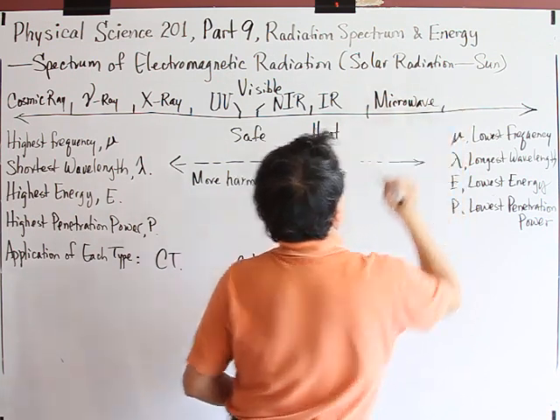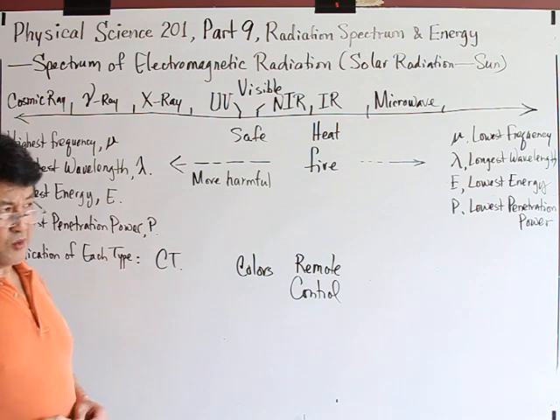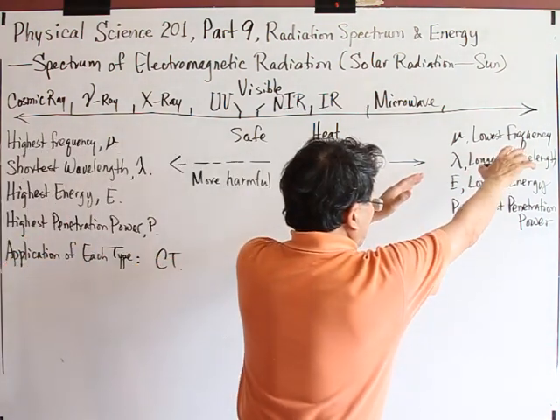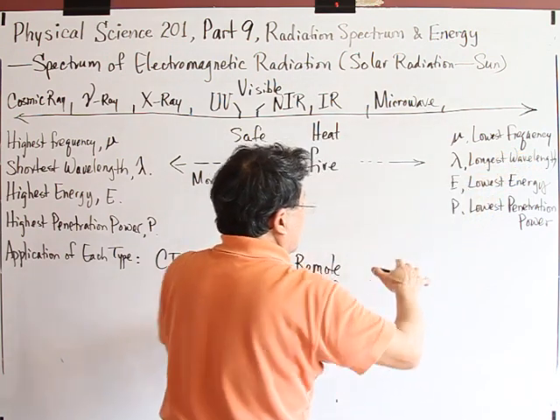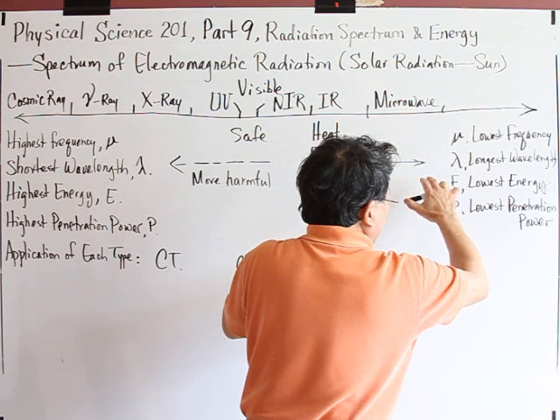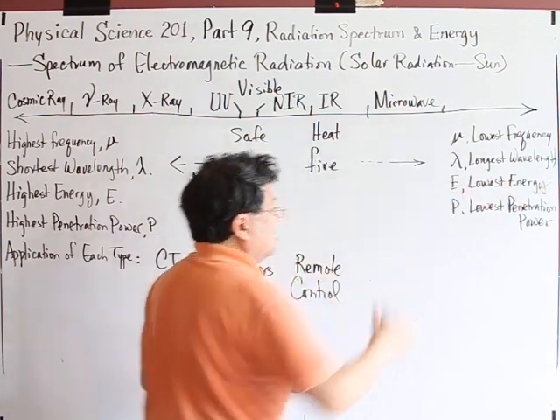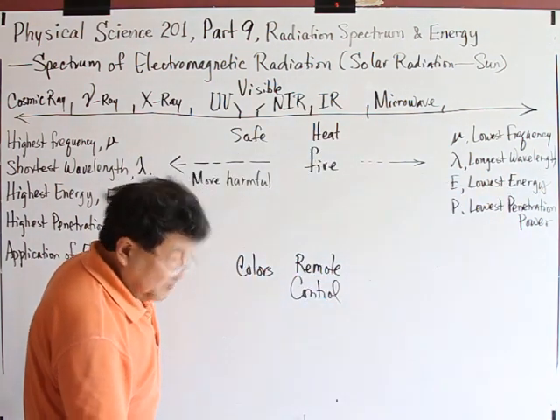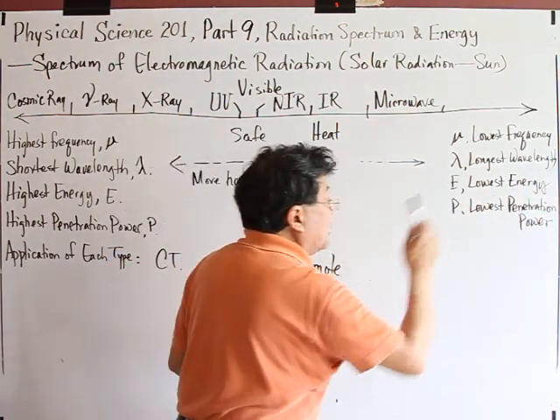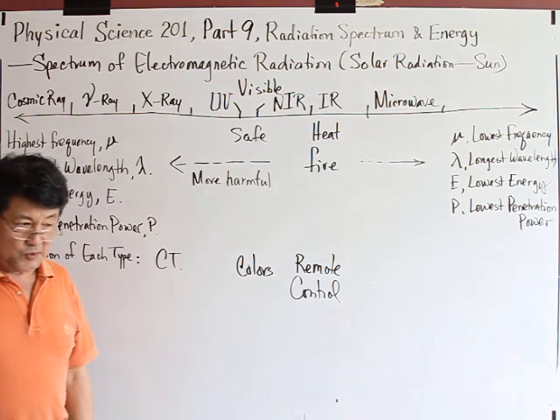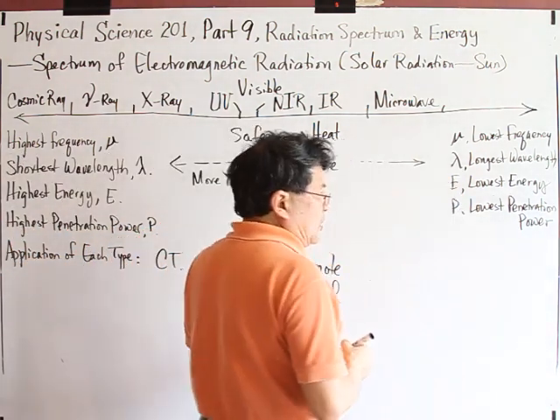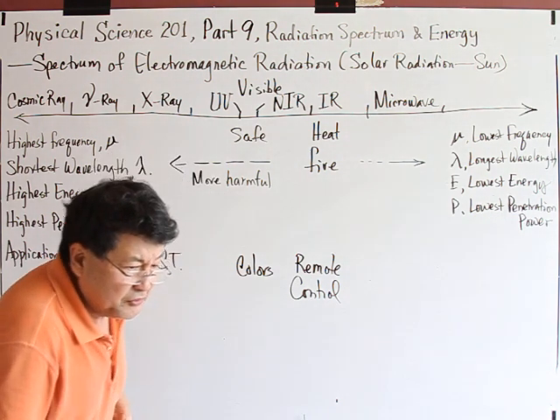The microwave band. Now the microwave band, we know that. Well, we're getting close to the right end of the spectrum. Of course, the frequency is getting lower and lower, the wavelengths getting longer and longer, right? Now, the energy is getting lower and lower as well, and the penetration power is getting weaker and weaker, right? So what about microwave?